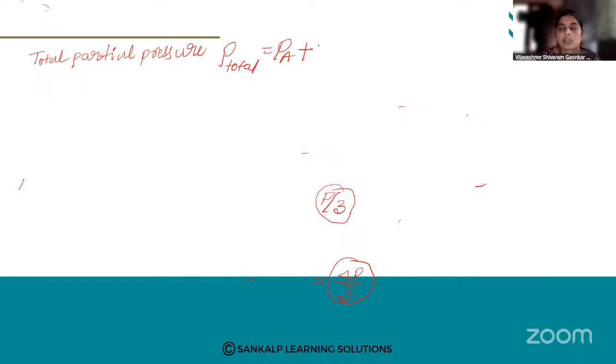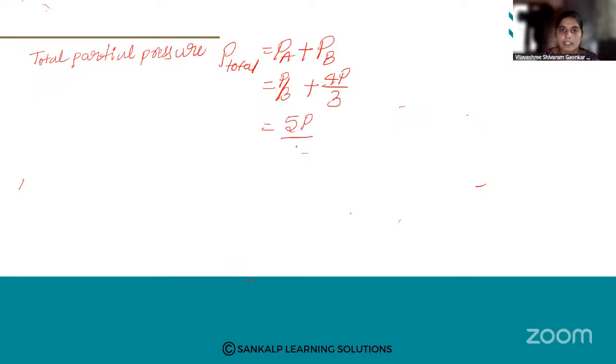P total is equal to PA, partial pressure of A plus partial pressure of B, partial vapor pressure of B. What is partial pressure of A? It is P by 3, right? It is P by 3 plus partial pressure of B, it is 4P by 3. Let us erase this. So count it. It is 5P by 3, right?